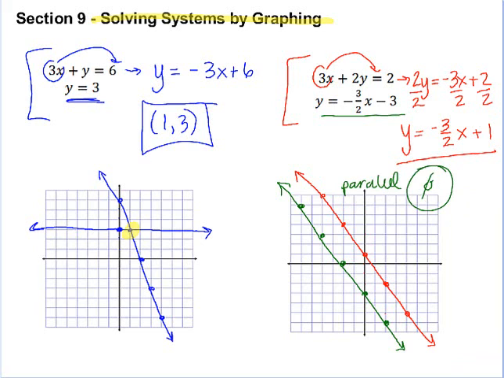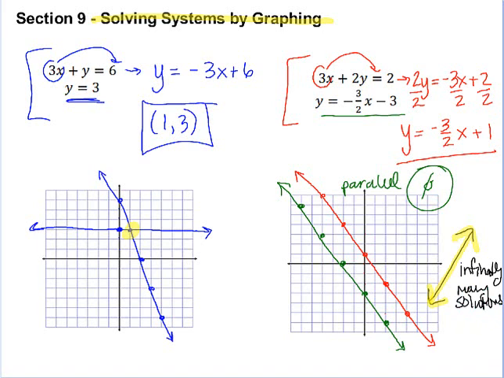One other type of problem you could have is you could graph a line, and then when you go to graph the second line, you notice that the second line is right on top of the first line. If that happens, that's your example of infinitely many solutions, because your two equations are really describing just one line.